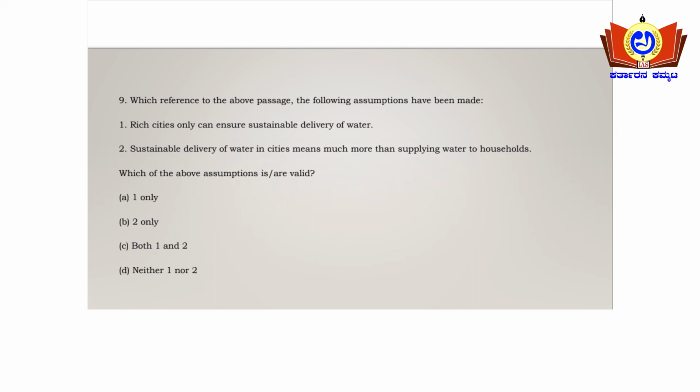With reference to the above passage, the following assumptions can be made. Okay, assumptions. In the previous video, I talked about assumption, right? What do you mean by assumption? What do you mean by inference?